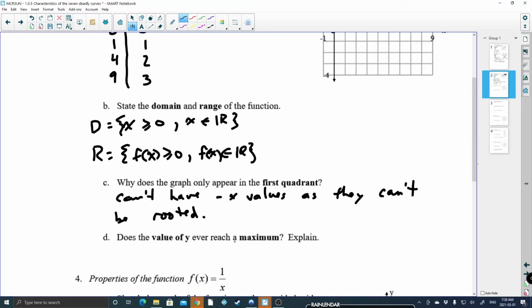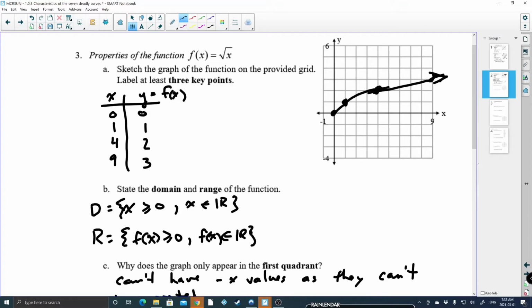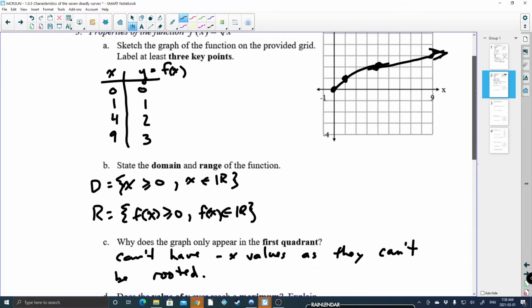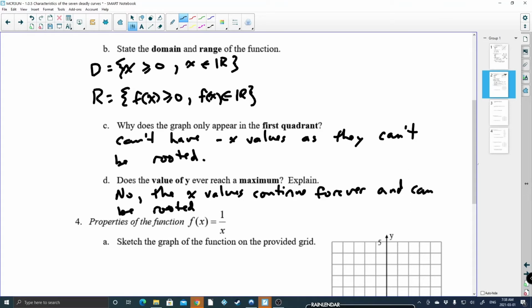And does the value of y ever reach a maximum? If we look at our graph here, we have an arrow at the end of the graph, and that means it's continuously going up as it's going right. That means it never will reach a maximum, because you can basically continue forever for the x values. And that means you can continuously root them to give the y value.